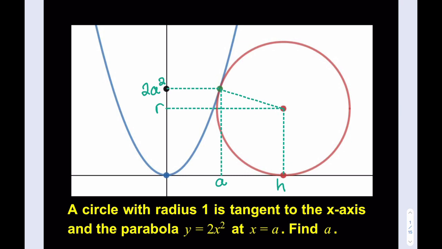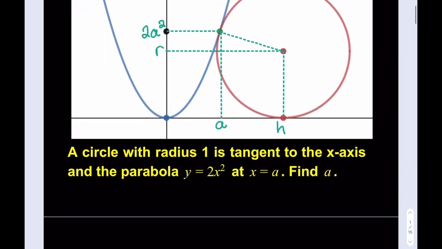Well, first of all, notice that the point of tangency is a point on the parabola as well as a point on the circle. Therefore, the coordinates of the point should also satisfy the equation of the circle. But what is the equation of the circle? Do we know that? Nope. Well, we can write it. So let's start by that. Let's start by writing an equation for this circle. Well, since I know the center is h comma r, right? It's going to be (x minus h) squared plus (y minus r) squared equals r squared.